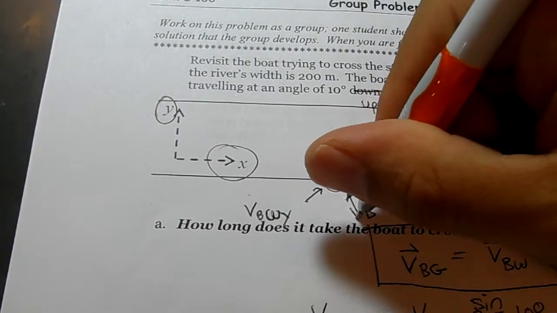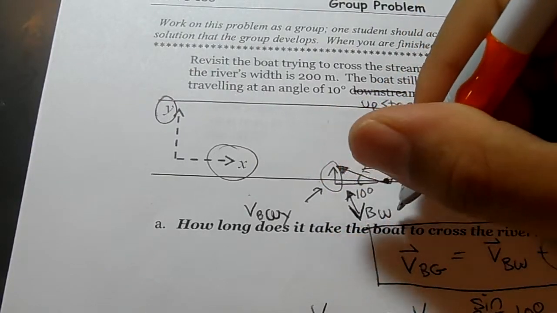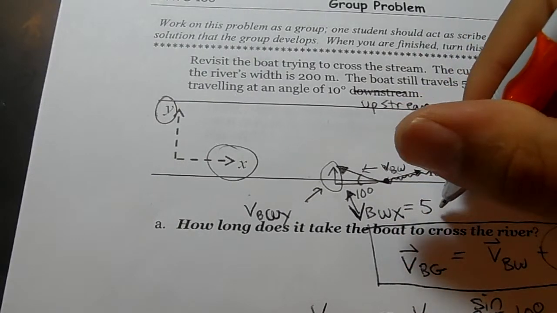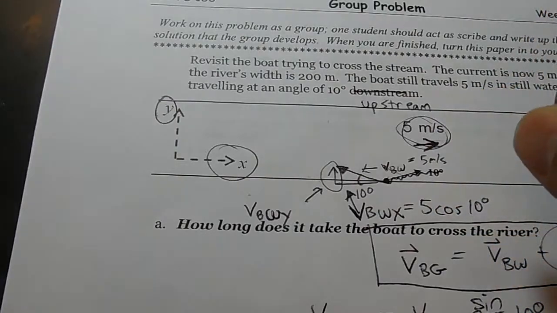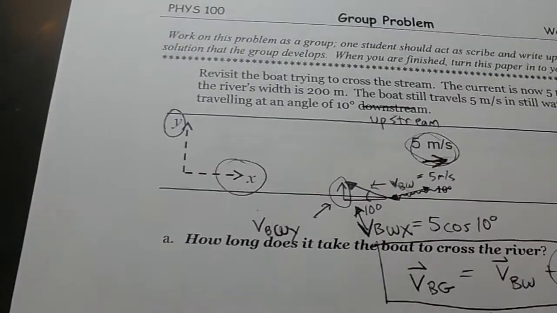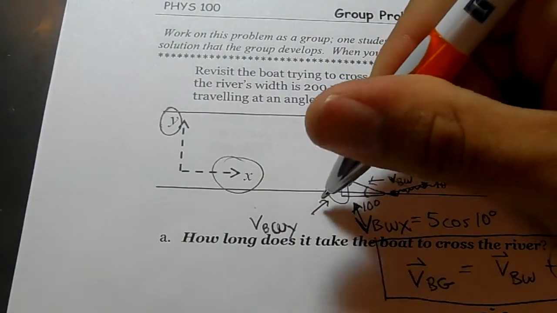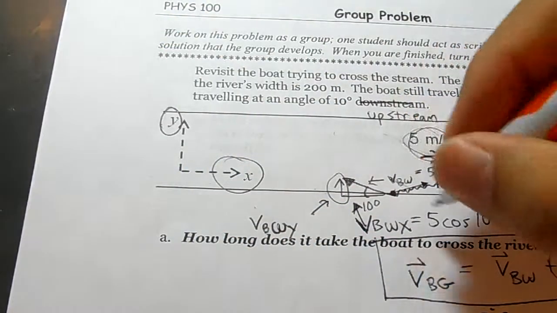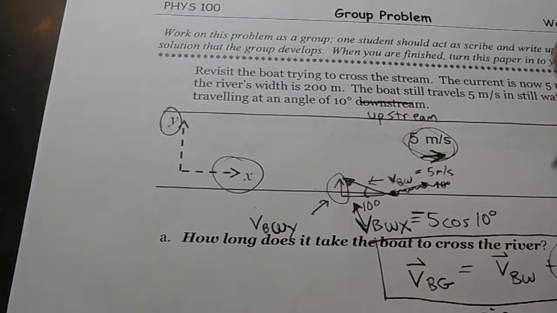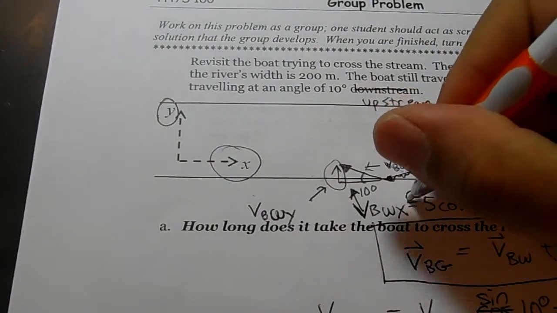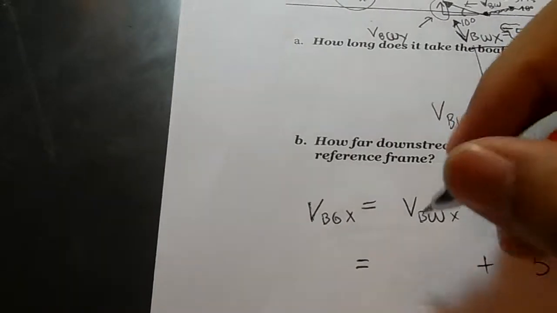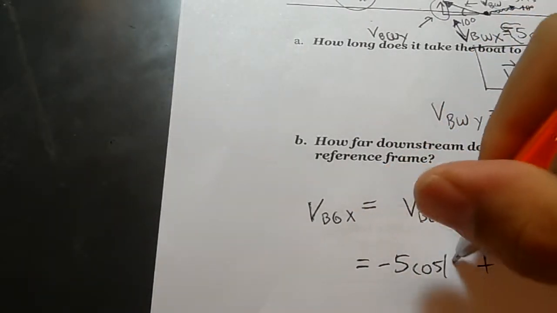This is the VB water in the x direction, which is 5 cosine 10 degrees now, right? Just using the same trigonometry as before. And now I have to be careful, because that component points to the left. See, this vector points to the left and up. So since left is the negative direction, I really need a negative sign here in front of the 5 cosine 10. Okay? Don't leave that out. That's part of the component. So going down here again, this is negative 5 cosine 10 degrees.